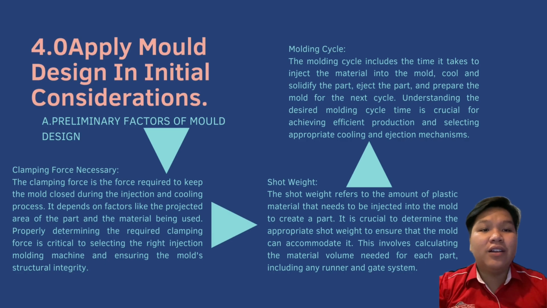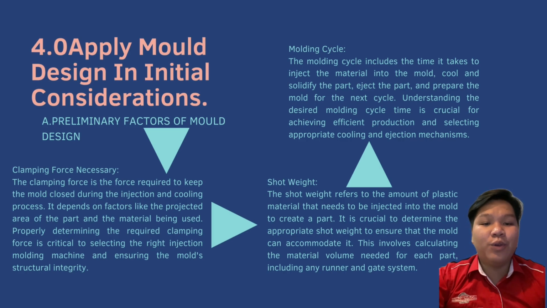Next is molding cycle. The molding cycle includes the time it takes to inject the material into the mold, cool and solidify the part, eject the part, and prepare the mold for the next cycle. Understanding the desired molding cycle time is crucial for achieving efficient production and selecting appropriate cooling and ejection mechanisms.